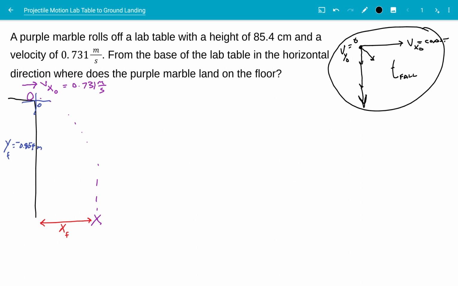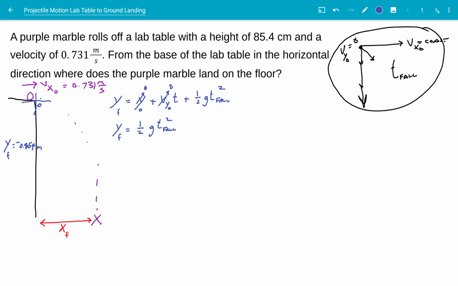So let's set up our y direction. That was in blue, let's keep it blue. So y final equals y initial plus Vy initial t fall plus 1/2 g t fall squared. Well, the initial velocity is 0, and since we start the coordinate plane at the lab table, y initial is also 0. So y final equals 1/2 g t fall squared.